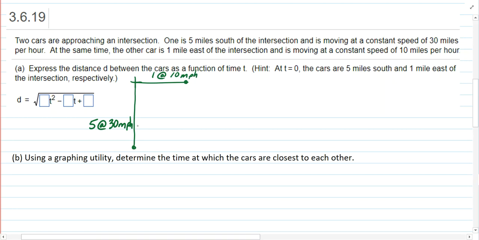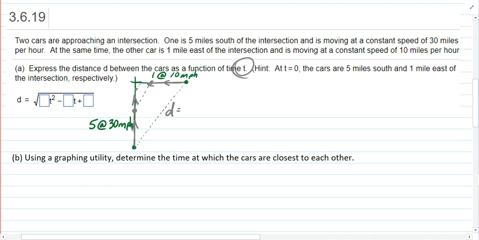The question that's being asked here is for us to determine the distance between these two cars based on a function of time. So you can imagine that these two distances are changing. This guy is approaching the intersection pretty quickly at 30 miles per hour. This one's approaching the intersection a little bit more slowly at 10 miles an hour. So the position of these cars is going to change, and therefore their distance between them is going to change. And we would like to find that distance based on the amount of time that passes.